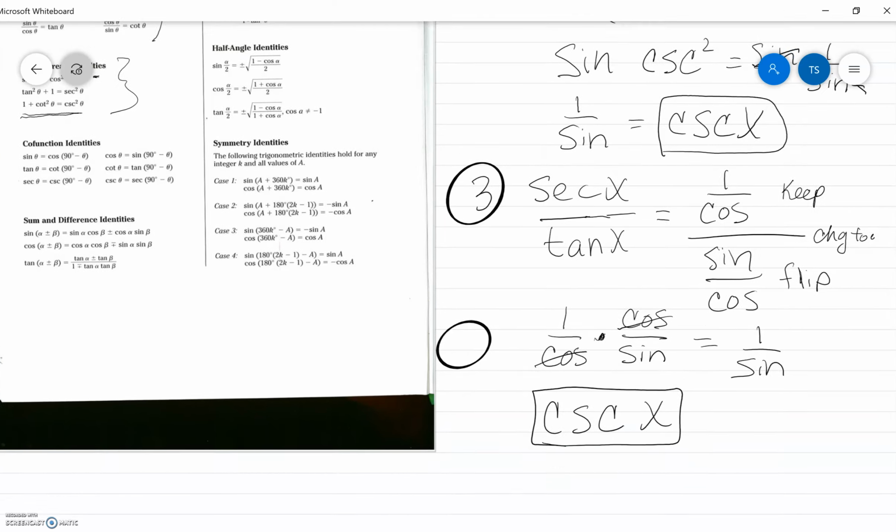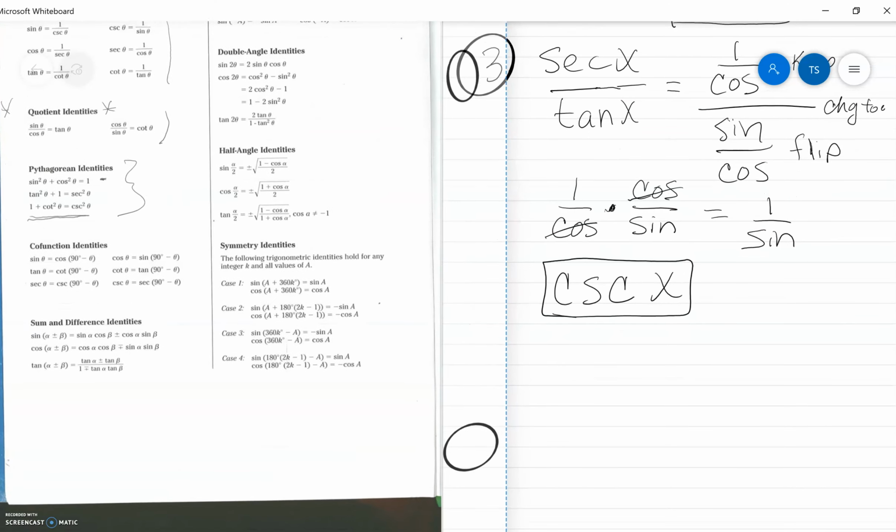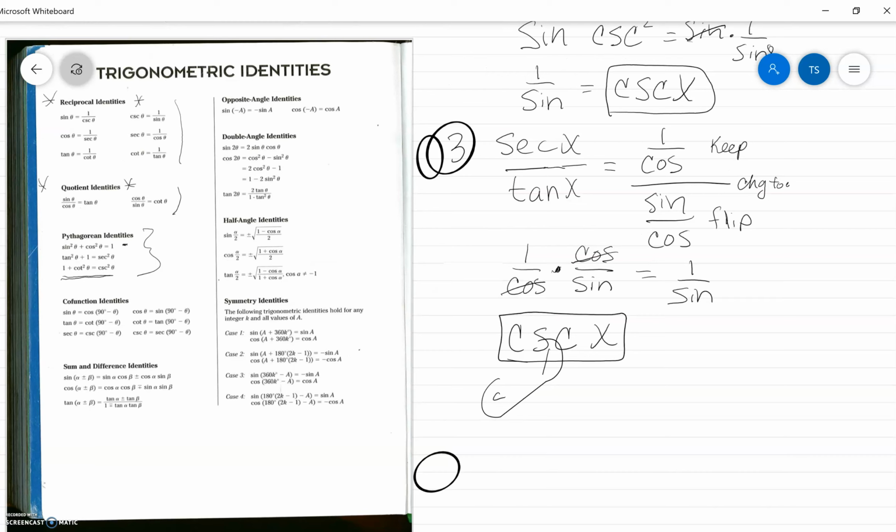The last example I'm going to do, and I'm going to grab this identity sheet and bring it down here. For some reason those circles are coming with it. That's fun. Number 4. What happened there? Anywho. Number 4.